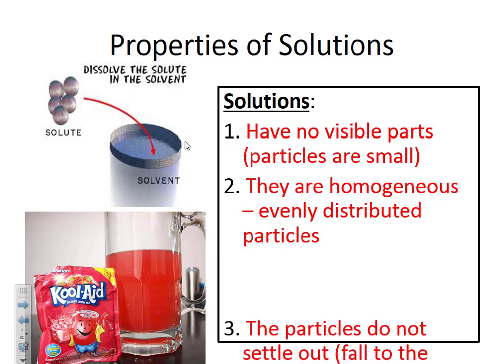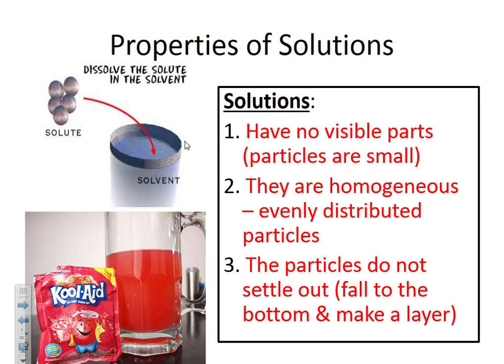The last property of the solution is that the particles do not settle out. So what this means is if I were to make Kool-Aid, once I've made my Kool-Aid, it stays Kool-Aid. It wouldn't be that I'd go back the next night and all of a sudden my sugar would have settled back out of my solution and I would have water and powder at the bottom. So again, three properties of solution: no visible parts, homogeneously distributed, and the particles do not fall out and make a layer at the bottom of your container.